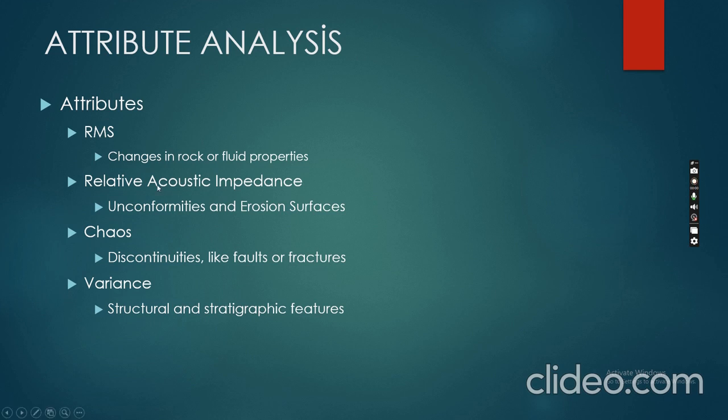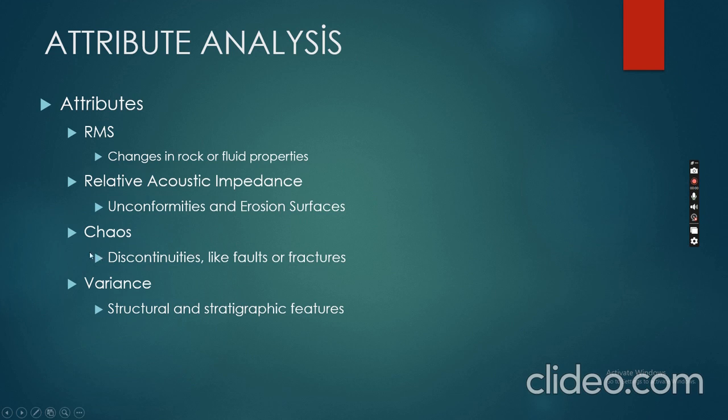Another attribute I'm going to analyze is relative acoustic impedance, and it is based on the product of rock density and velocity. It helps us to see contrast between layers, and it gives us ideas about unconformity and erosion surfaces.